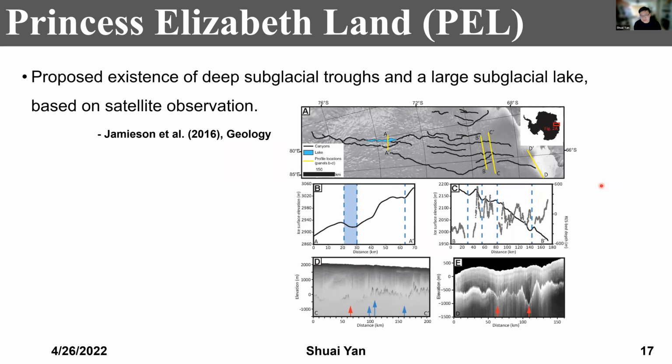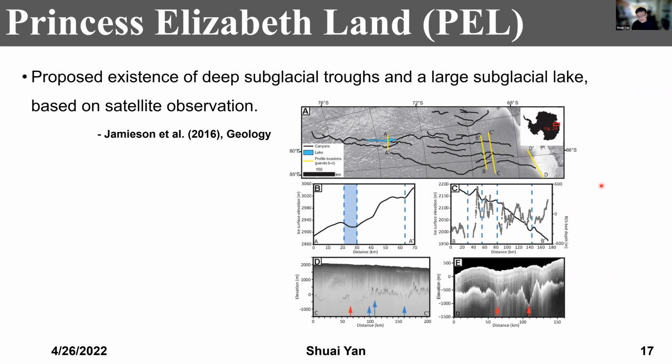So when going through the satellite imagery, Jamieson et al. noticed this extensive feature on the surface, a feature of topographic depression. And that feature extends all the way from the interior PEL toward the coastal region. And they proposed this is actually a signature of a canyon network covered by the ice sheet.